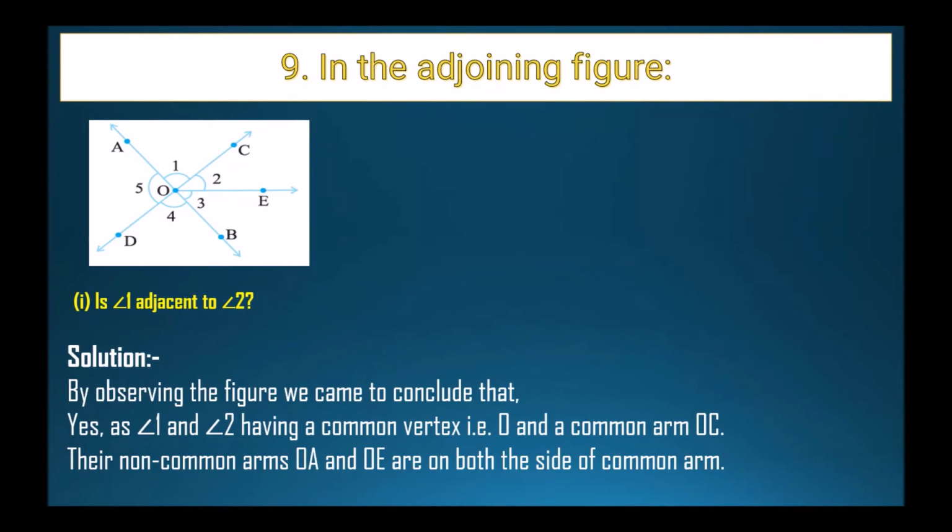In the adjoining figure, is angle 1 adjacent to angle 2? By observing the figure, we came to conclude that yes, as angle 1 and angle 2 have a common vertex, that is O, and a common arm, that is OC. Their non-common arms OA and OE are on both the sides of the common arm.